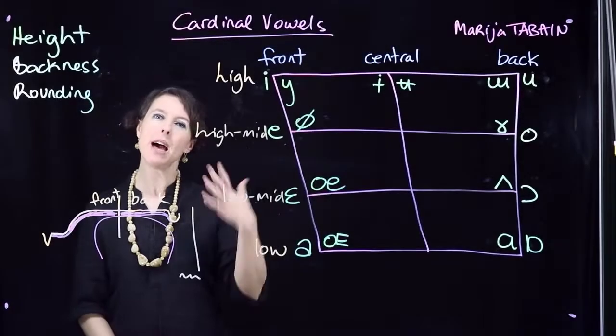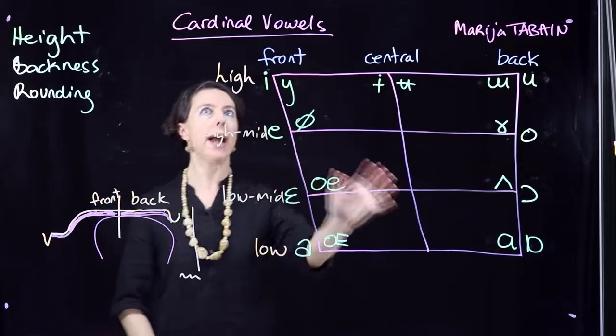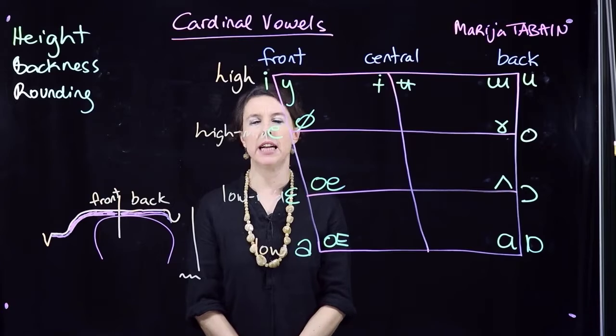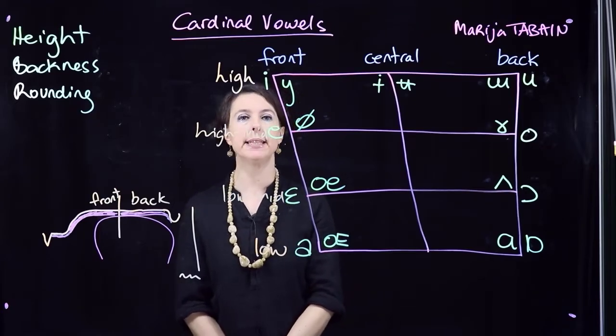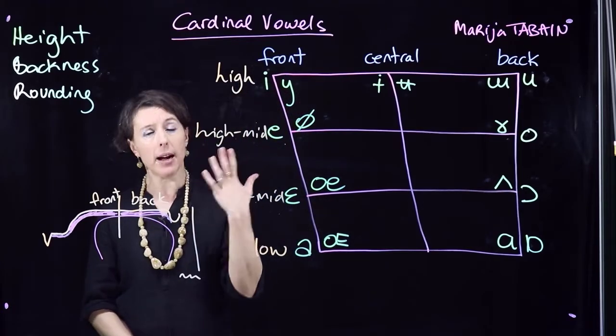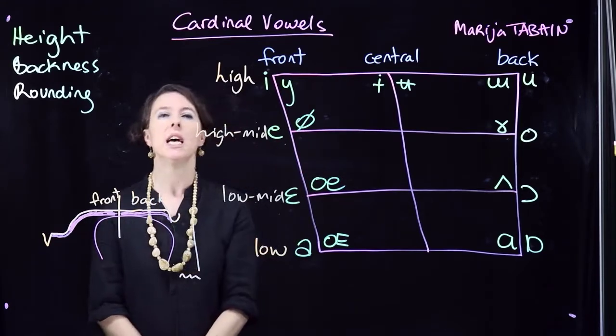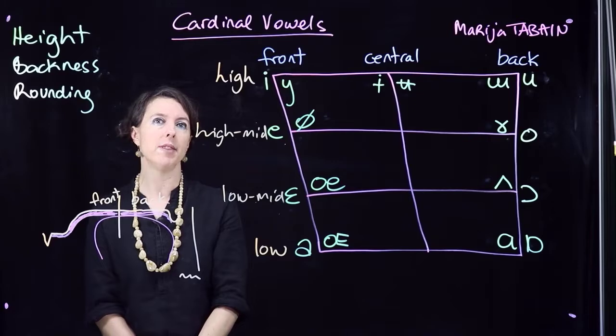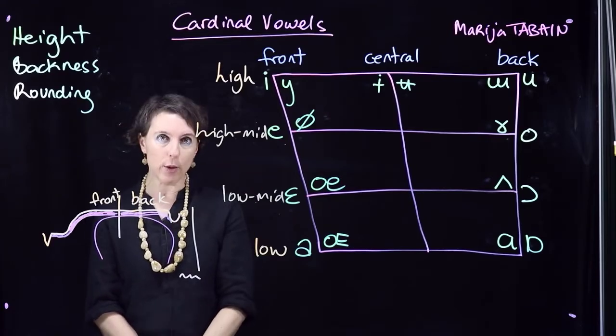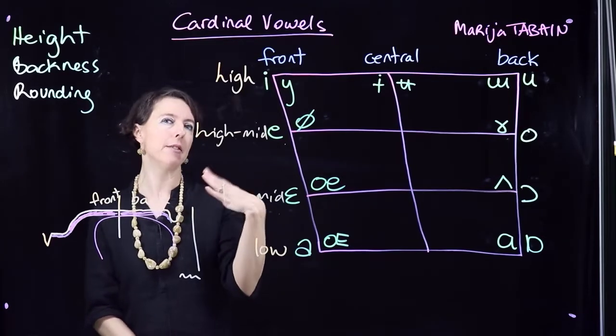So just to finish off, I want to have a little bit of a think about why the secondary cardinal vowels are so difficult to perceive compared to the primary cardinal vowels, and why the secondary cardinal vowels are not common in the world's languages, whereas the primary cardinal vowels are very common. No language will have only secondary cardinal vowels.